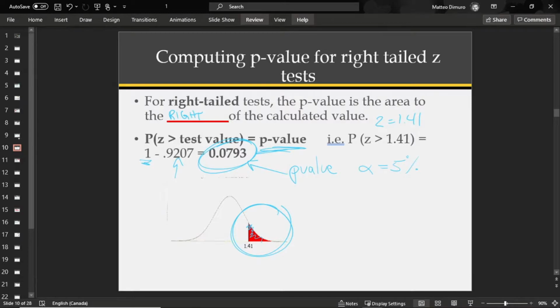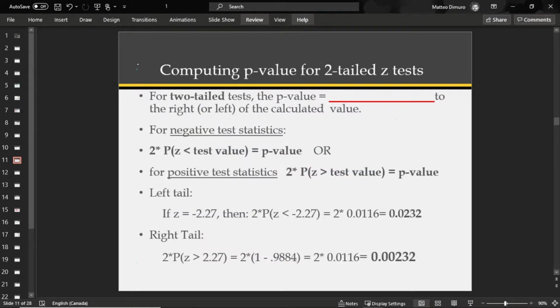Now we will do some actual examples. Computing the p-value for the two-tailed z-test. For the two-tailed test, the p-value is twice the area to the right or left of the calculated value.